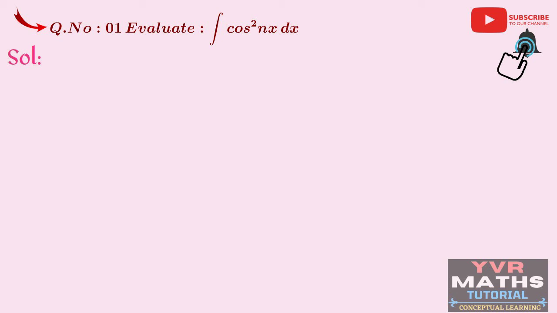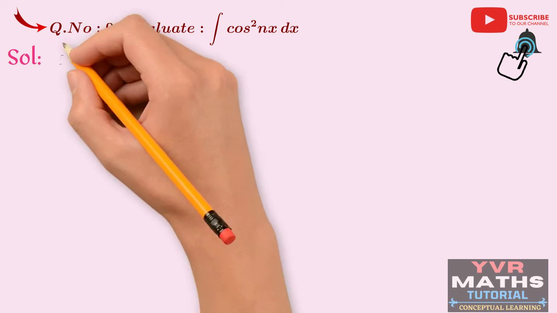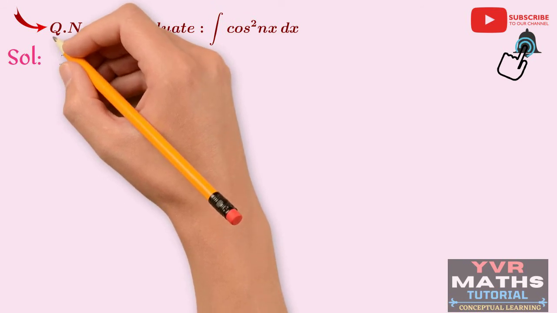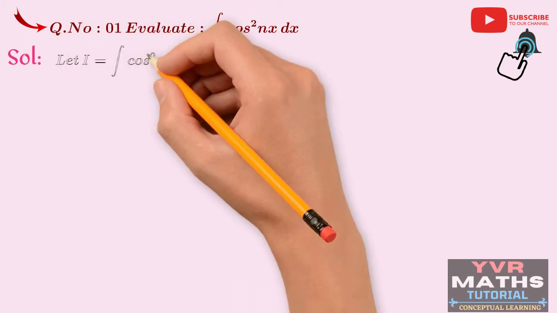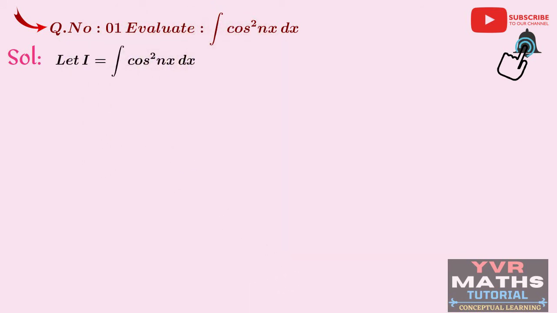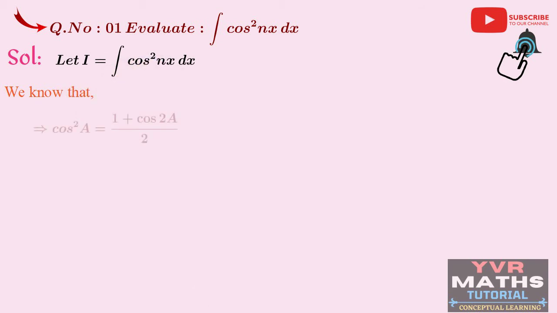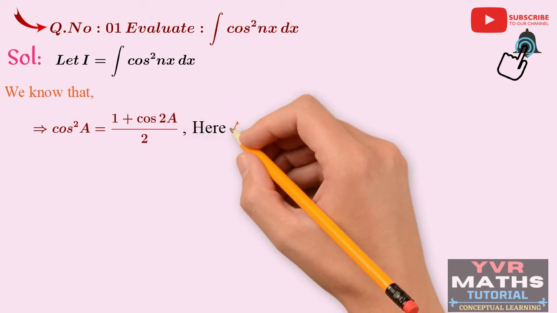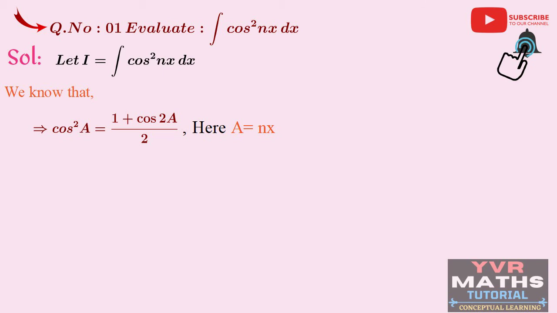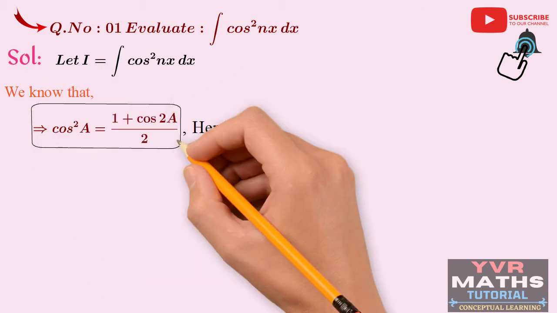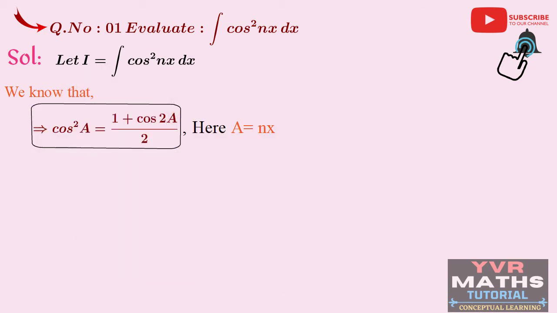First of all, we will consider the given integral as capital I. Then let I is equal to integral cos square nx dx. So clearly, the given integrand is in the form of cos square a. We know that cos square a formula. So based on that formula, what is a here? According to the given problem, from the given integrand, here a is nx. So in this formula, if we substitute a is equal to nx, then what we will get?